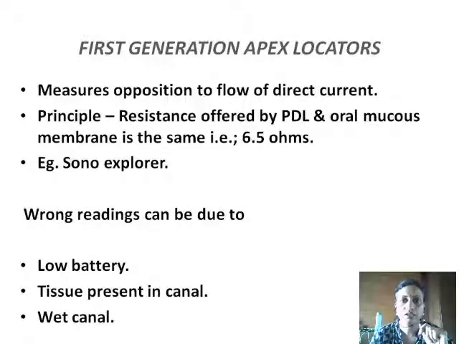The first generation is a resistance type, that is, it measures the opposition to direct current. And the principle is the resistance offered by the periodontal ligament and the oral mucous membrane is always the same, which is 6.5 ohms. But if there is any tissue present in the canal or if the canal is wet, then the recordings can be wrong.